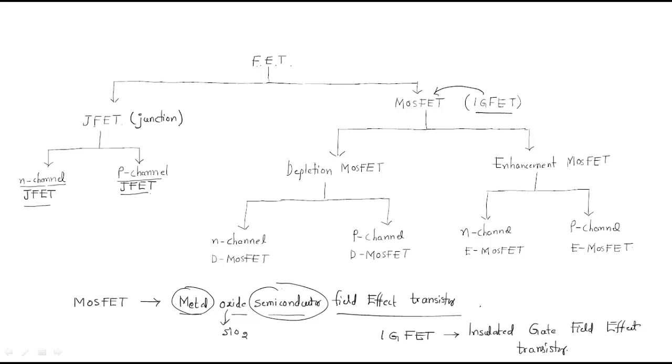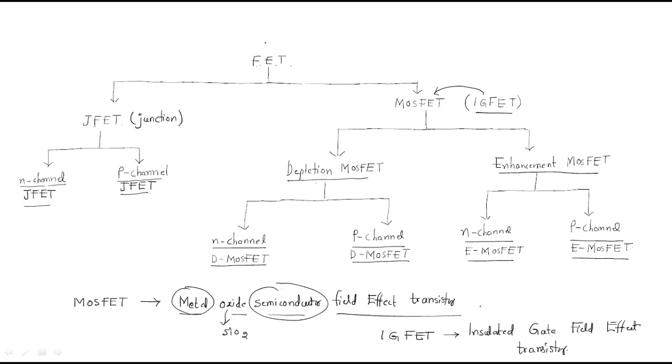Here the MOSFET is of two types. One is depletion MOSFET, another one is enhancement MOSFET. Depletion MOSFET again has channels: one is N channel D MOSFET, the second one is P channel depletion MOSFET. The enhancement MOSFET is also two types: N channel E MOSFET and P channel E MOSFET. These are the different types of classifications.